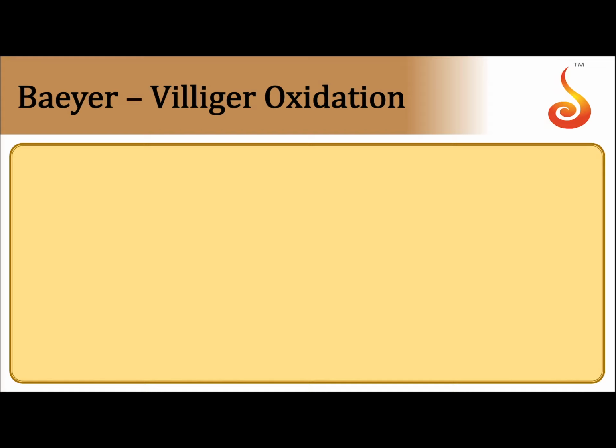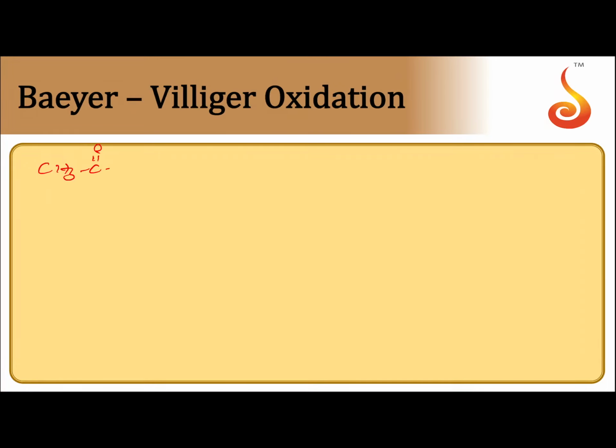Baeyer Villiger Oxidation. Oxidation of ketones to esters by treatment with paracids is Baeyer Villiger oxidation. What are paracids? Paracids are compounds which contain one more oxygen atom than carboxylic acid.